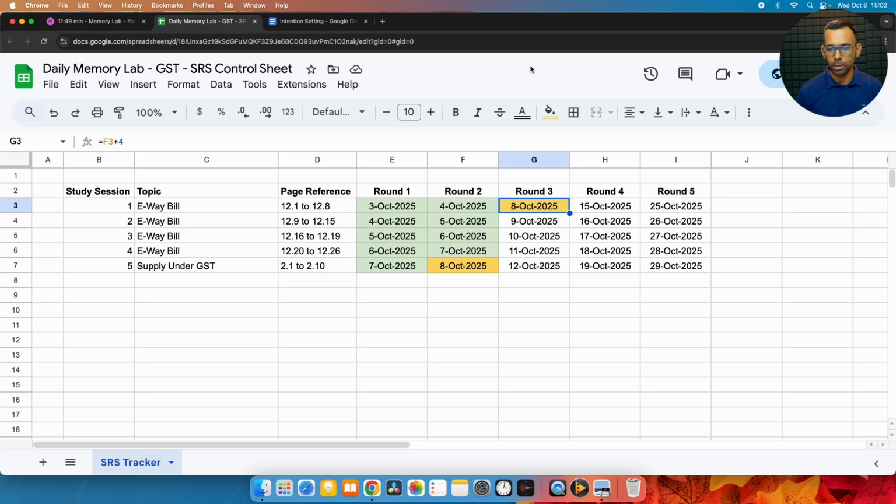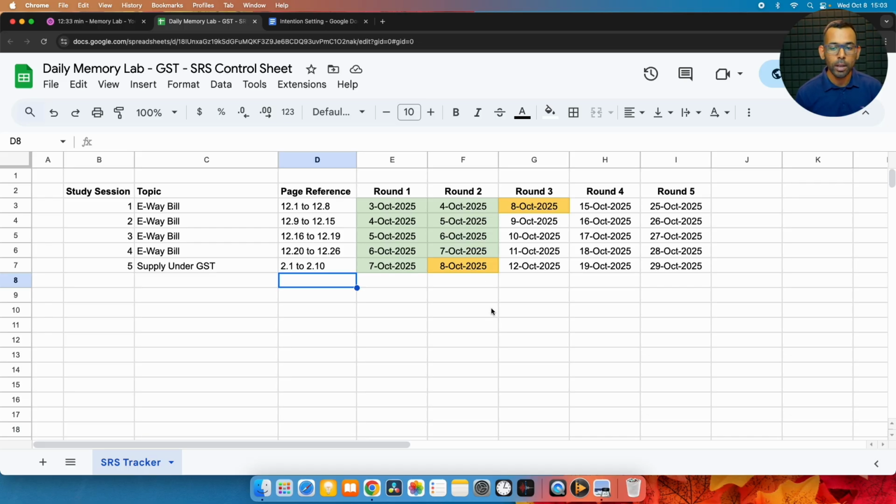In today's session, the tracker shows that we have to revise the first 8 pages of the e-waybill chapter. It will be round 3 if we revise today. We should also do a second round of revision of supply under GST, which is the second chapter. First, let us do these two things, and if time is there, maybe we will read a couple more pages, maybe 3 to 4 pages more in this supply under GST chapter.